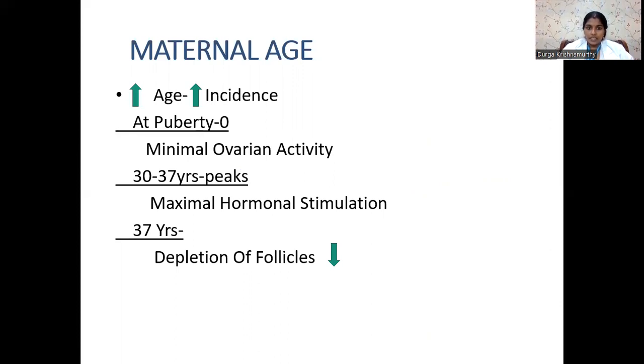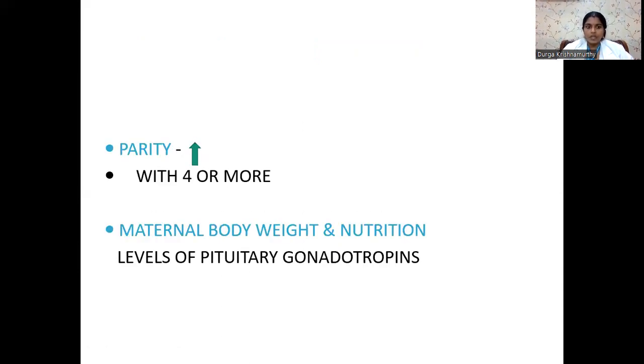Increasing maternal age increases the incidence of multiple pregnancy. Why? Because at the age of 30 to 37 years, there is maximum hormonal or FSH stimulation. At puberty, there is minimal ovarian activity and the incidence is 0. After 37 years, due to depletion of follicles, the incidence of multiple pregnancy goes down. Parity: as parity increases, the incidence increases. With more than 4 children, the incidence is going to rise.